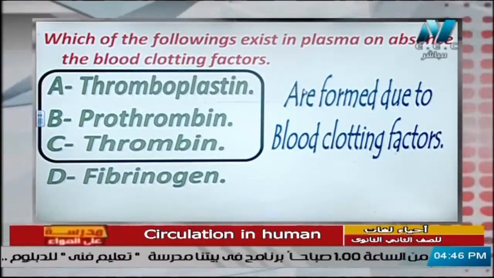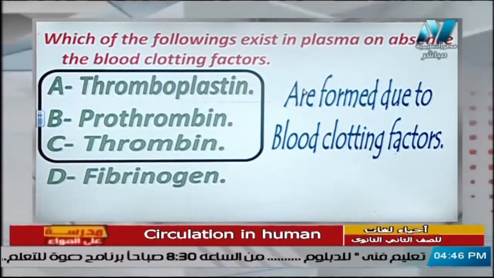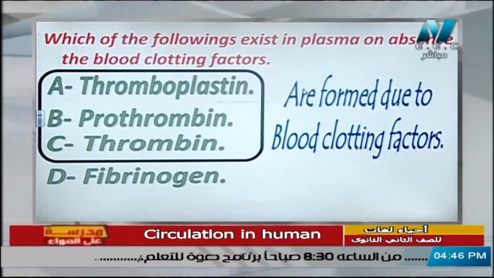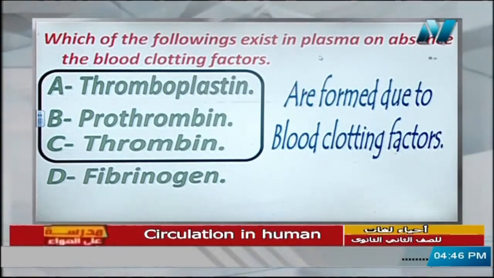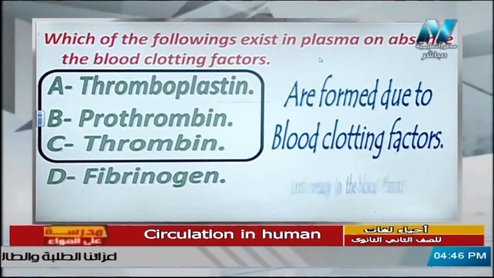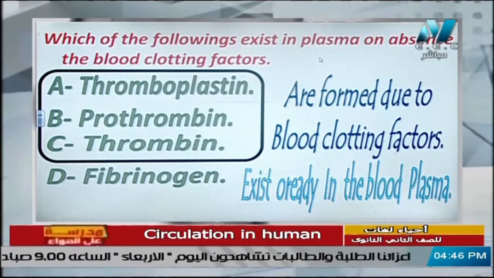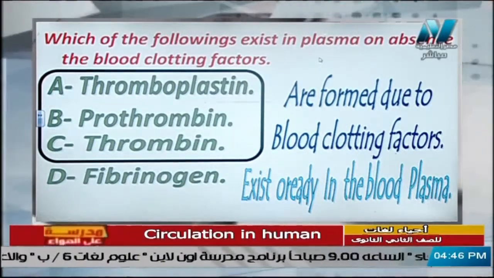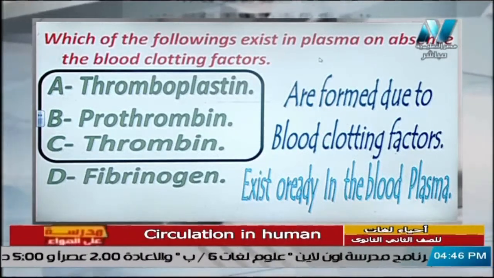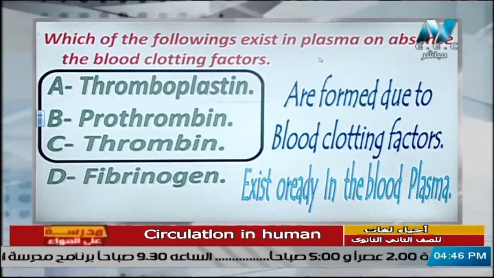Thromboplastin is released by destroyed cells. Prothrombin changes into thrombin by thromboplastin. Of course, it requires vitamin K and calcium ions. So only one exists in plasma, the fibrinogen, secreted from the liver. It helps in clotting, but it exists as the blood clotting factor doesn't exist. Okay.